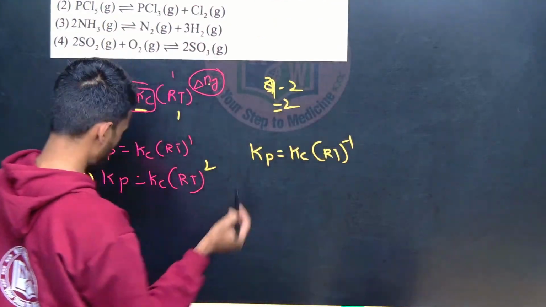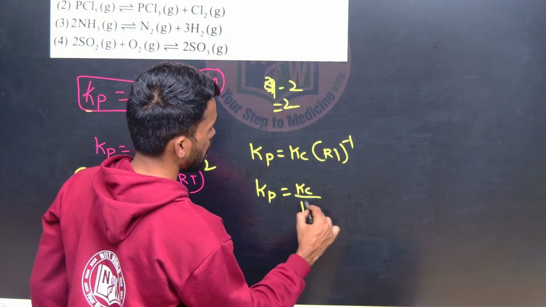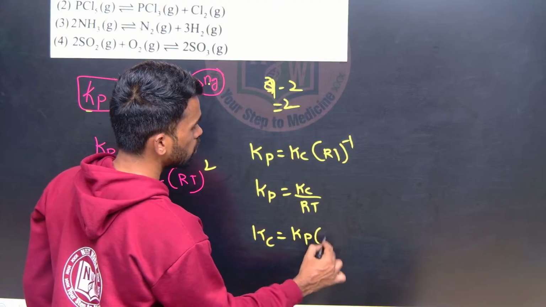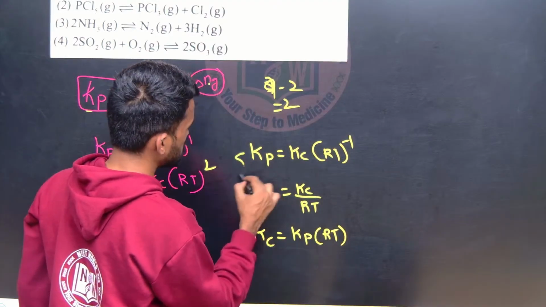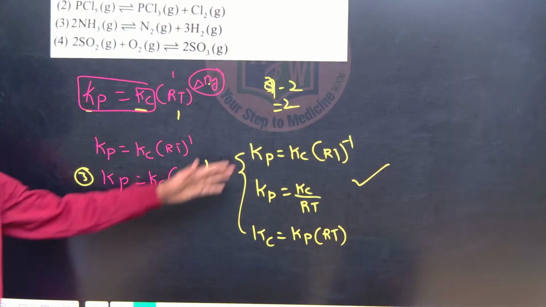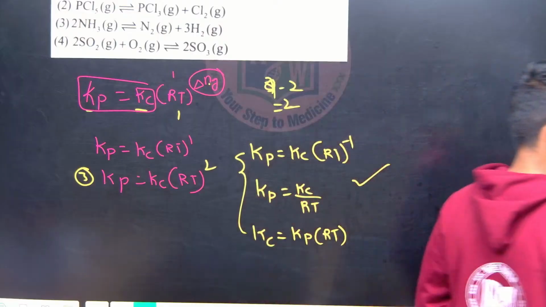Instead of giving like this, they may also give Kp equals Kc by RT, or they may also give Kc equals Kp into RT. Any of these 3 ways are correct. Okay, right. Let us move forward.